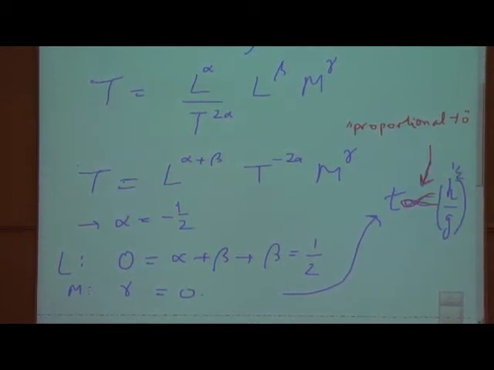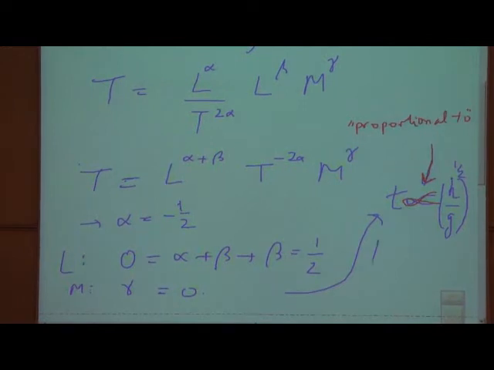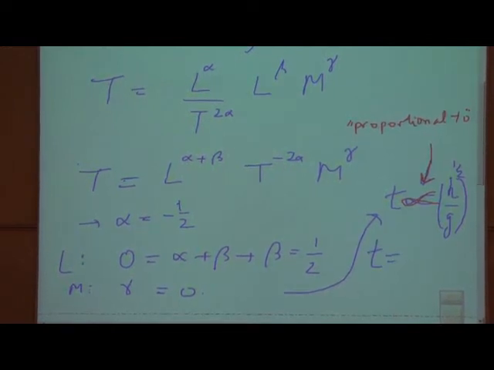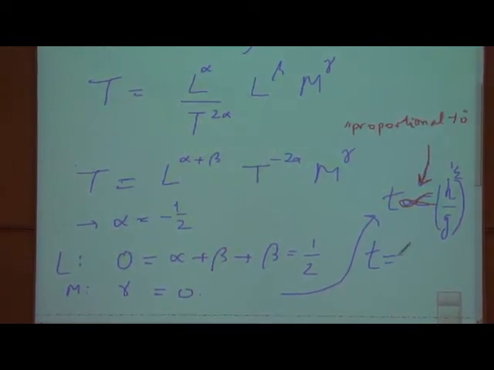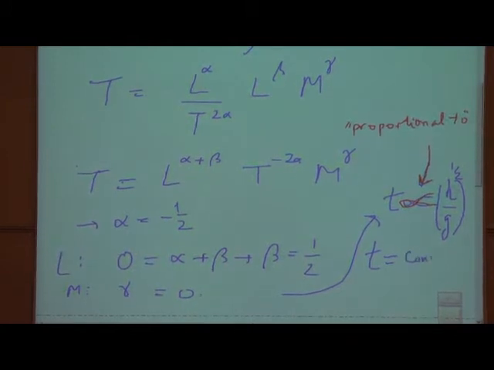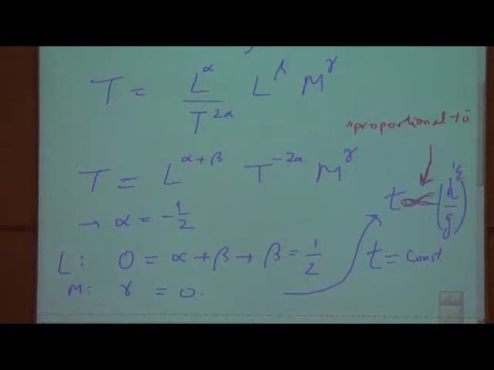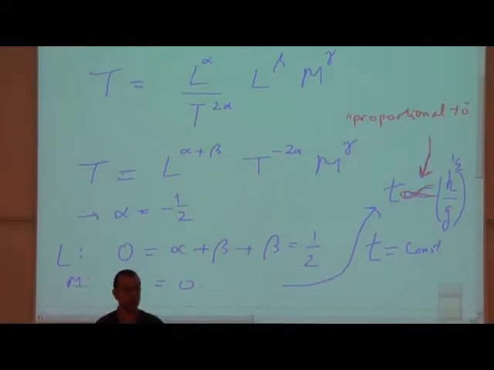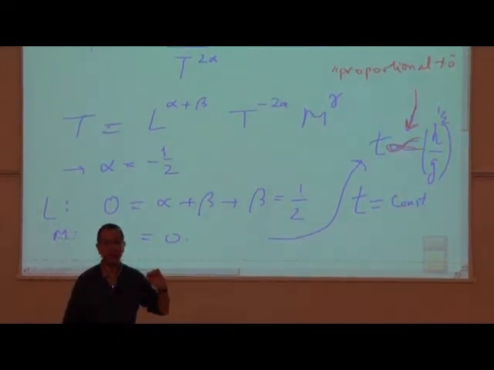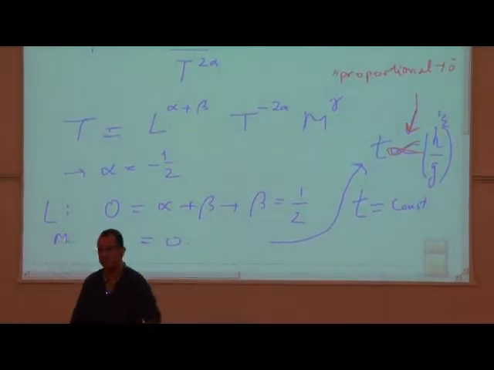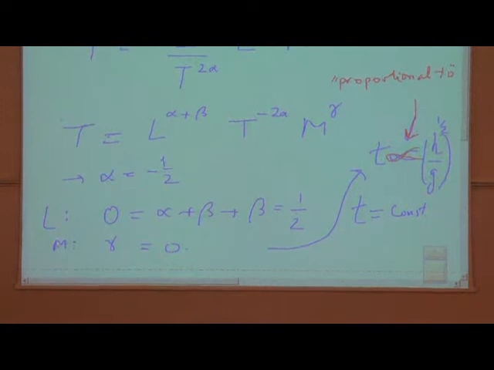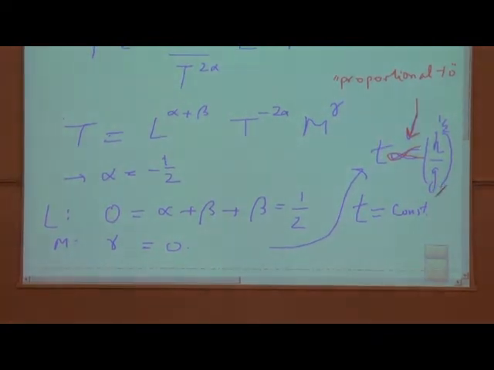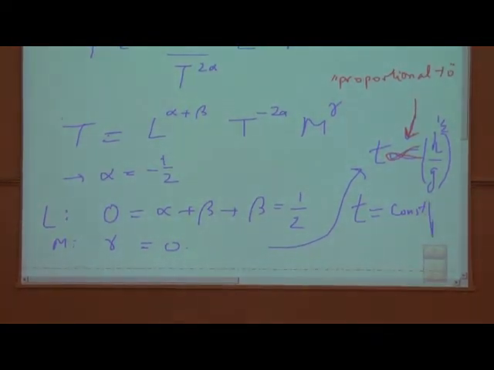to the 1/2. So the formula that I'm looking for must be something like t equals some constant, where this constant is just a number. It has no meters, seconds, etc. It has no dimensions because I took care of all the dimensions. So the formula must be t equals some number times the square root of h over g.